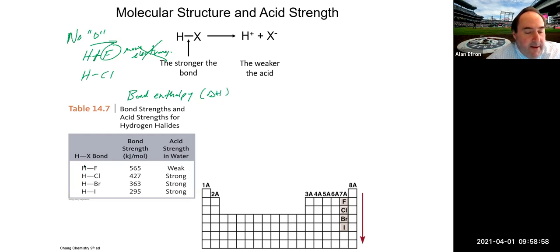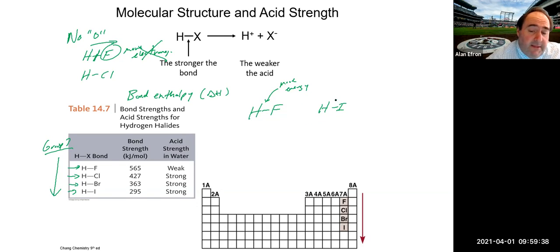And what we see when we compare the bond between hydrogen and fluorine, chlorine, bromine, and iodine, this is basically going down group 7 on the periodic table. We see that the bond strength for HF is 565, and the bond strength, say, for HI is 295. What that means is it takes a lot more energy to try to break that HF bond than it does the HI bond. So a lot more energy to basically pop that bond apart. So what does that mean? Well, in comparison of the two, it doesn't take as much energy to break this bond, which means this H plus should come off a lot easier.